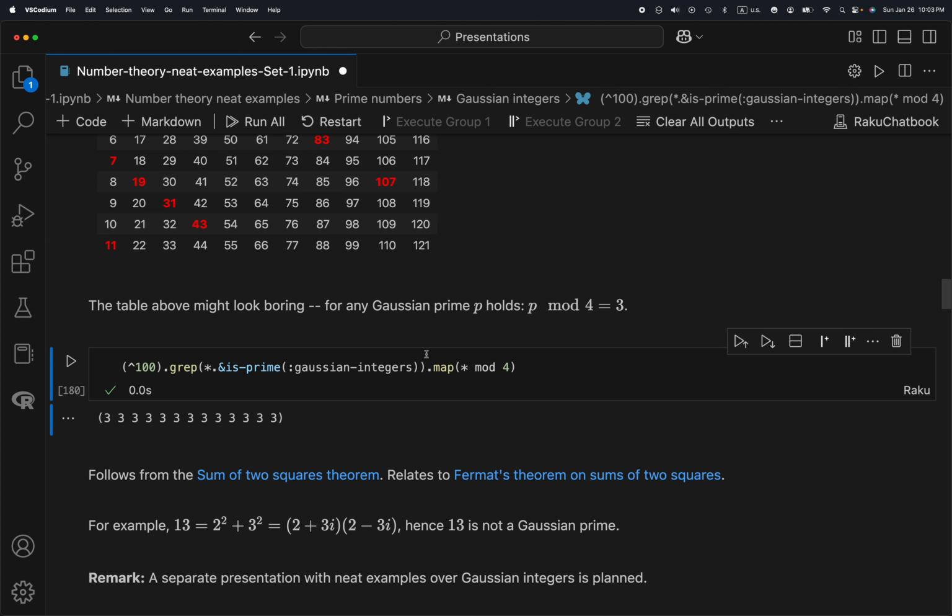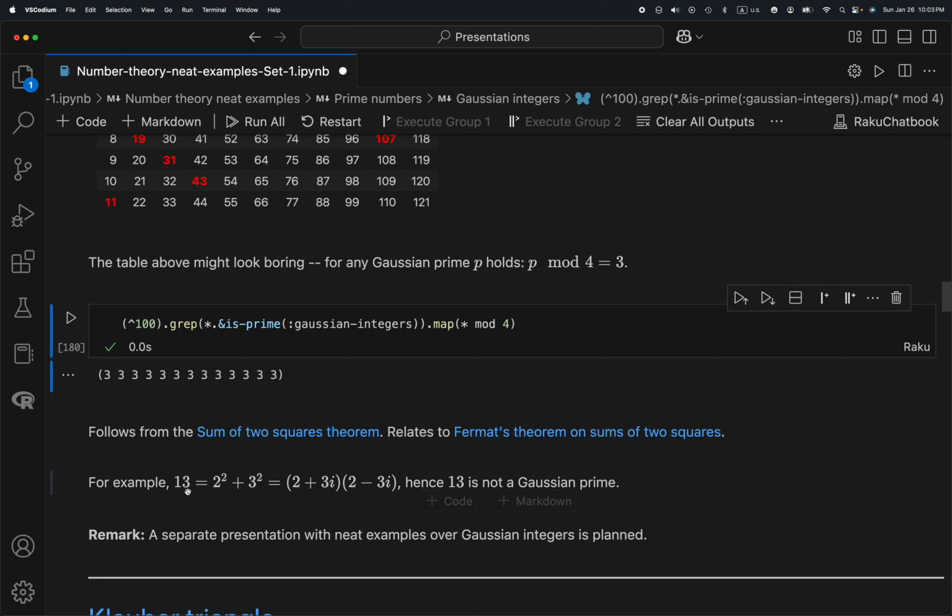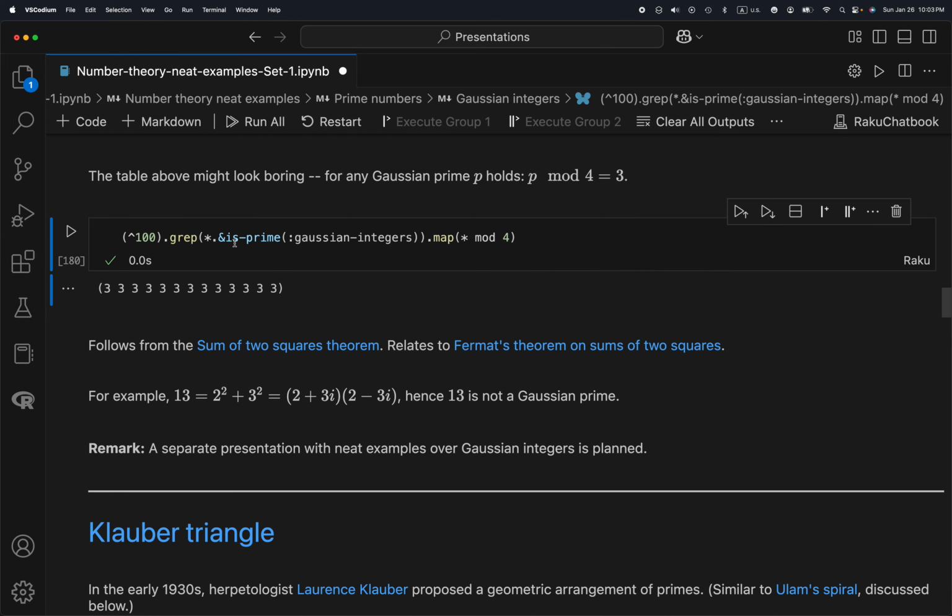First, actually, let me evaluate this. So you can see, say, 13. 13 is a sum of two squares, and hence it can be represented in this way, these two complex numbers being multiplied. So 13 is not a Gaussian prime, and there are several theorems related to that, and we can see that in order for a real prime to be a Gaussian prime, the remainder by dividing by 4 should be 3. And so basically this is verified here.